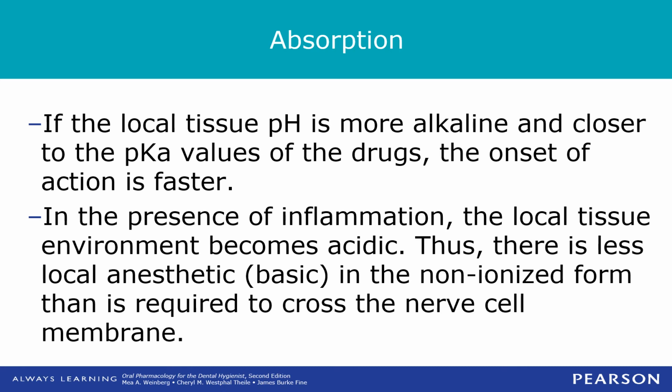If the local tissue pH is more alkaline and closer to the pKa value of the drug, the onset of action is also faster. And remember, in the presence of inflammation, like an infection, the local tissue environment becomes very acidic. Thus, there is less local anesthetic in the basic, non-ionized form that is required to cross the nerve cell membrane.